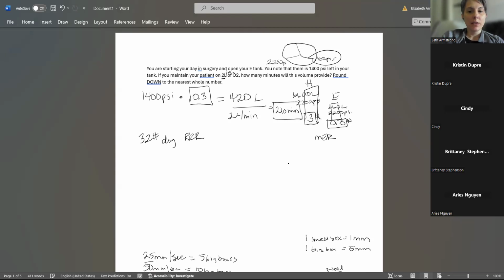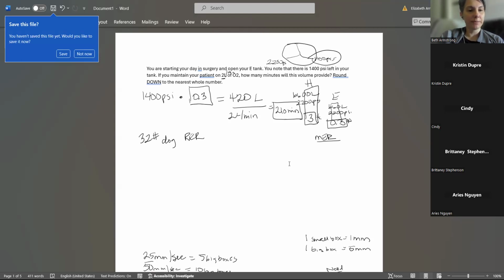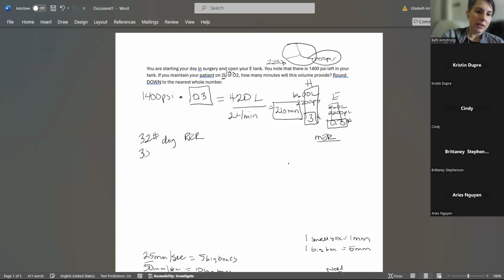Okay. So how do we figure out RER? What's our formula? 30 times kilograms plus 70. Okay. So 30 times kilograms plus 70.